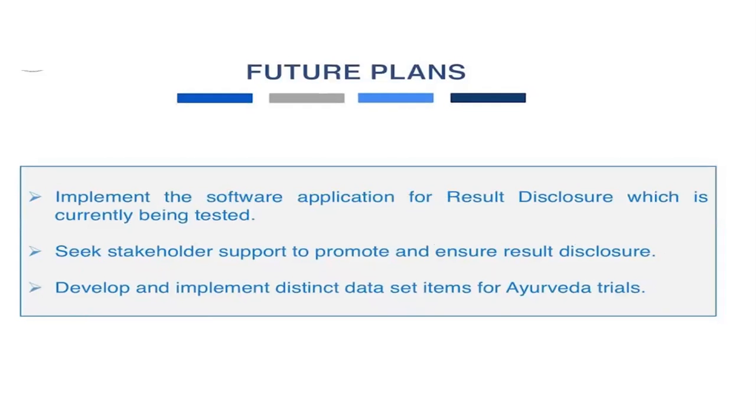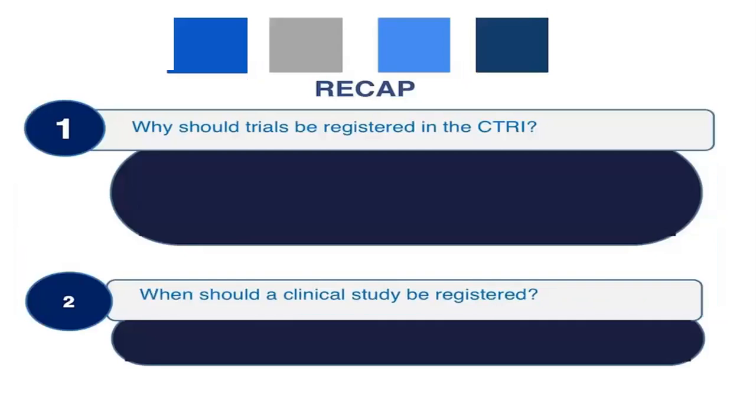They seek the stakeholders' support to promote and ensure result disclosure. Whoever the stakeholders are, such as principal investigators or sponsors, their support is required to promote and ensure this disclosure. The CTRI is also developing and implementing distinct data set items for Ayurveda trials. Right now they don't have data sets for Ayurveda, but in future they may come up with them. So this is all about the process of the CTRI.